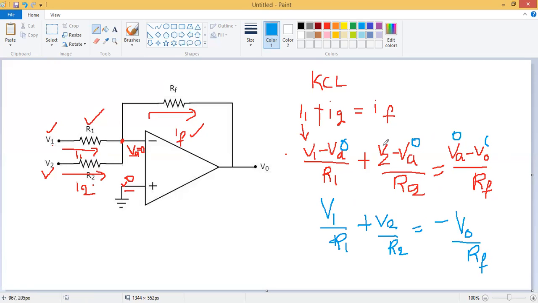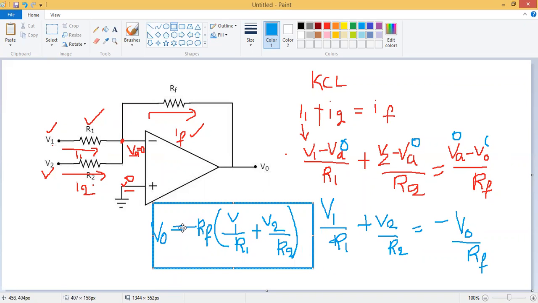Now we need to write the output voltage expression. From this equation, V0 is equal to minus RF into V1 by R1 plus V2 by R2. So this is the output voltage expression for the inverting adder circuit.